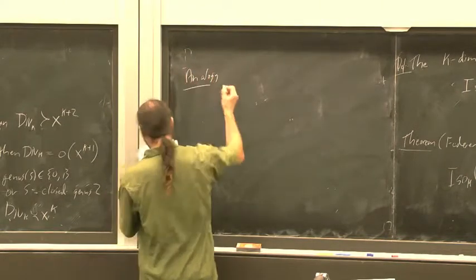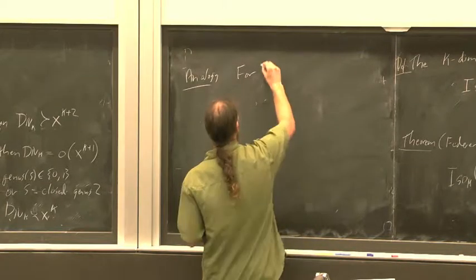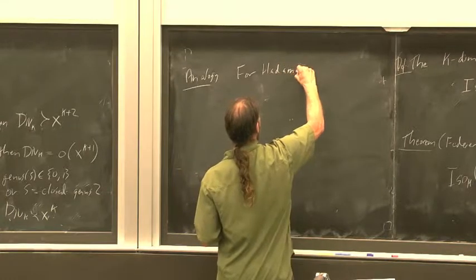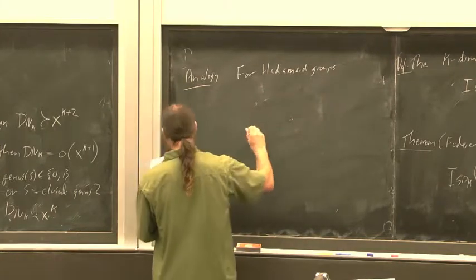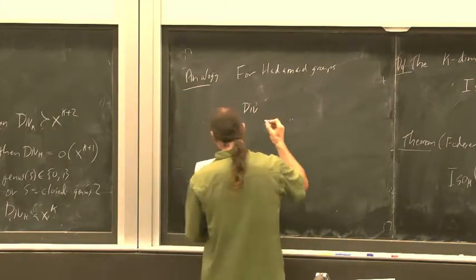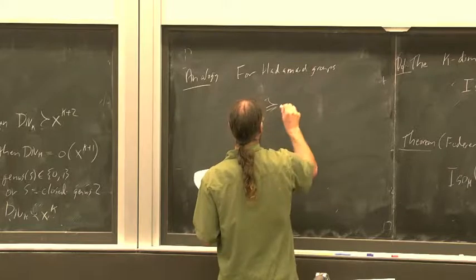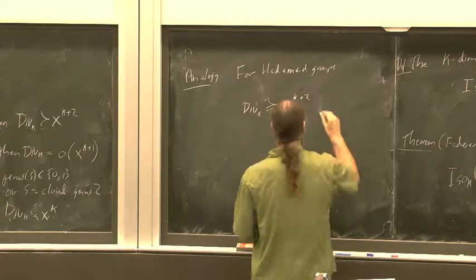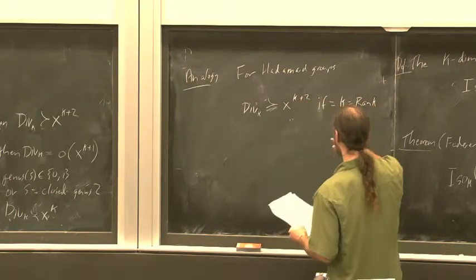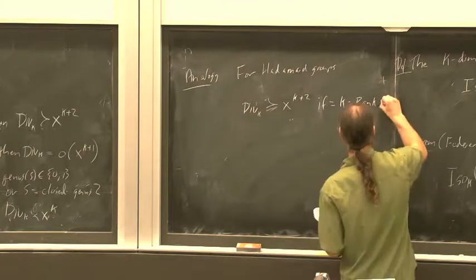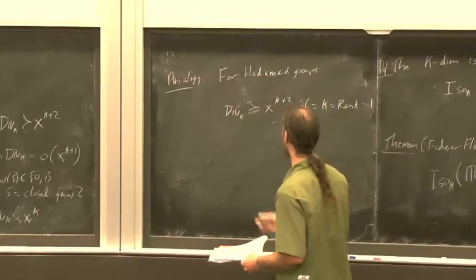So the analogy is for Hadamard groups, so fundamental groups of complete CAT(0) spaces. So what do they prove? So for instance, let me just write the divergence. They prove that the k-dimensional divergence is bigger than or equal to x to the k plus 2 if k equals the rank minus 1, where the rank is the maximal dimension of the Euclidean flat in the Hadamard space. So our theorem works everywhere below the rank. They do it in the one dimension right below the rank.